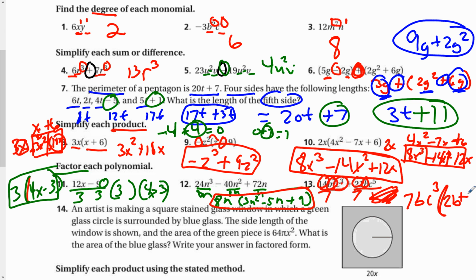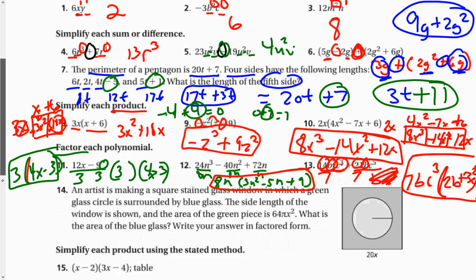And then 21 over 7 is a positive 3. B over b is nothing, and c to the 5th over c cubed is c squared. So that's what I'm left with. So here's my answer. I have 7bc cubed times the quantity 2b plus 3c squared.